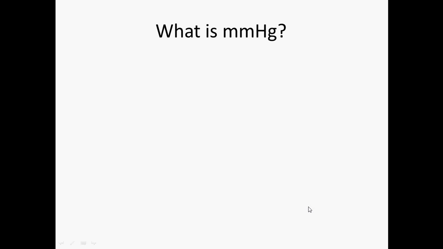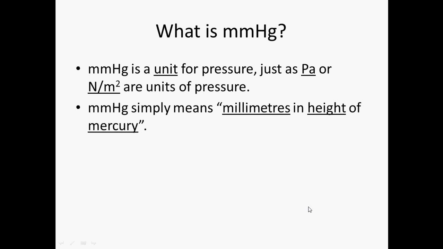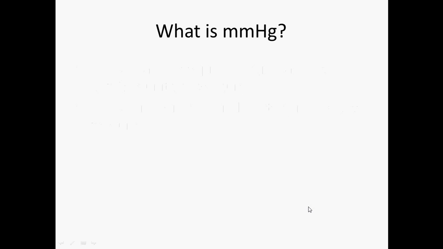So first of all, let's talk about what is mmHg. mmHg is actually a form of unit for pressure, just like Pascal or Newton per meter square are also units for pressure. mmHg simply means millimeters in height of mercury. All right, millimeters in height of mercury. So what exactly is mmHg and how do we derive it?